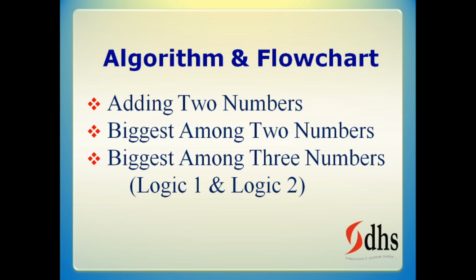Today's topics, what are the things we are going to see in fundamental programming: algorithm and flowchart. After seeing the algorithm and flowchart, I am going to give you examples of adding two numbers, biggest among two numbers, and biggest among three numbers, based on two logics. We already covered logic 1 and logic 2 in the logical programming introduction. If you have not seen that video, the link will be in the description. Please click that link and watch that video. That will be very useful in logic building.